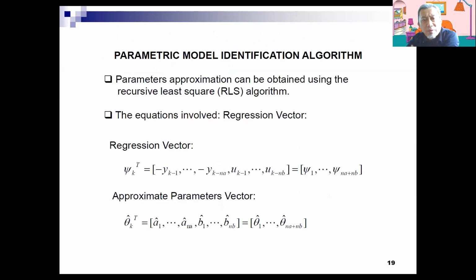Parameter approximation can be obtained using a recursive least square algorithm. We have simple least square, generalized least square, and recursive least square. The recursive least square equation uses a regression vector, given by psi k transpose, which equals psi 1, psi 2, and so on. The approximate parameter vector is given by theta approximate transpose, with parameters A1, A2, A3, and B1, B2, B3.